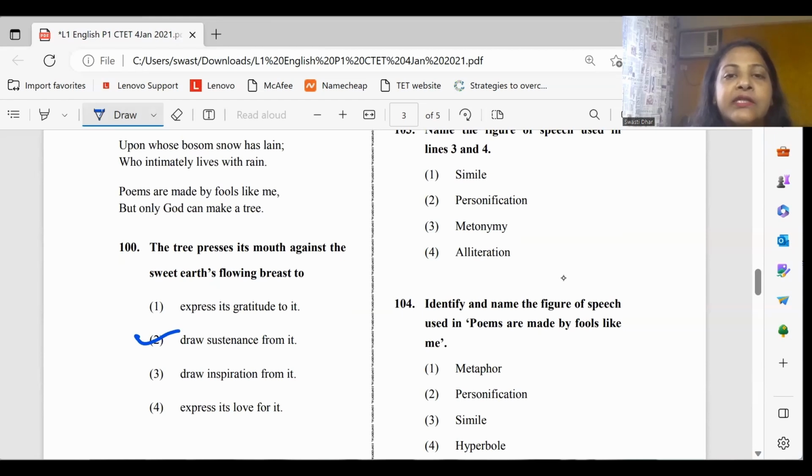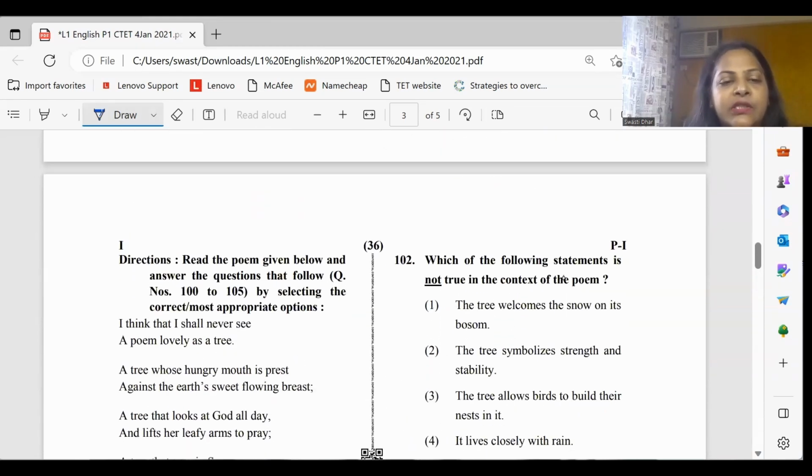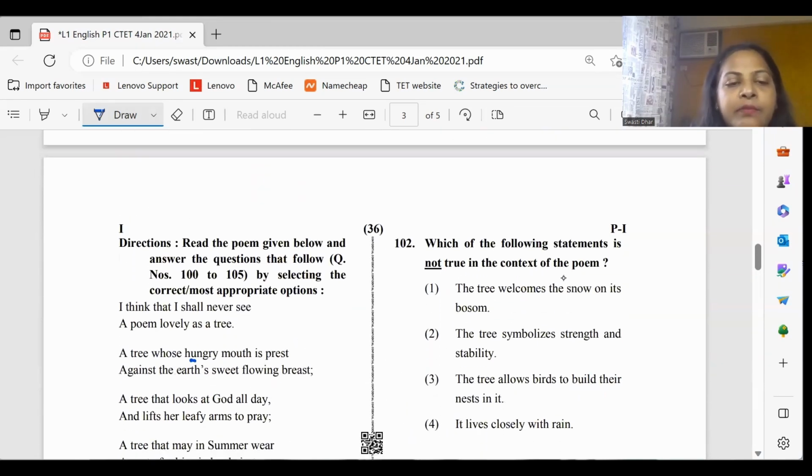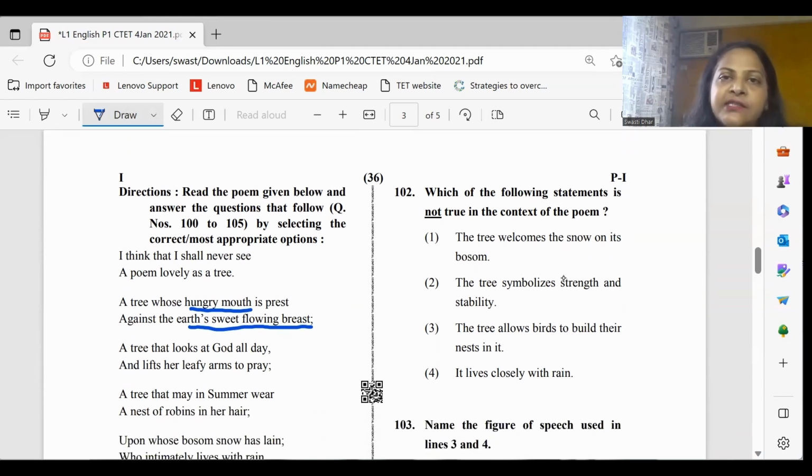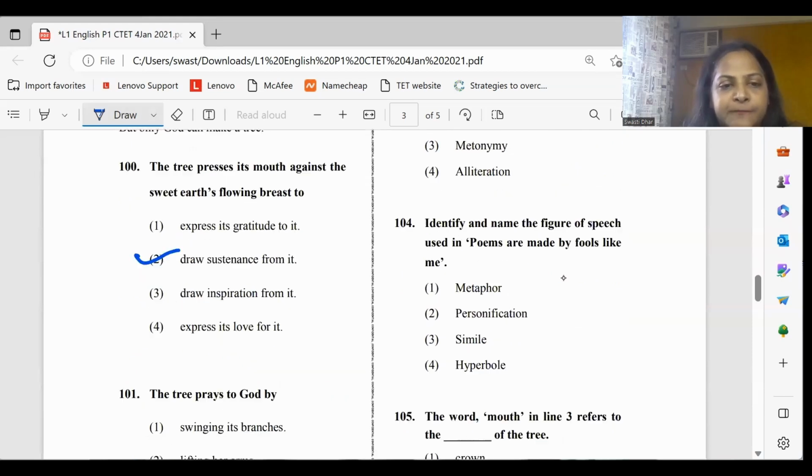So the answer here is sustenance, because if you see, it is the hungry mouth which is pressing itself against the sweet flowing breast. So it's like a child. The image is of a child going to the mother's breast for milk, and the hungry mouth. So sustenance as in food is being asked.